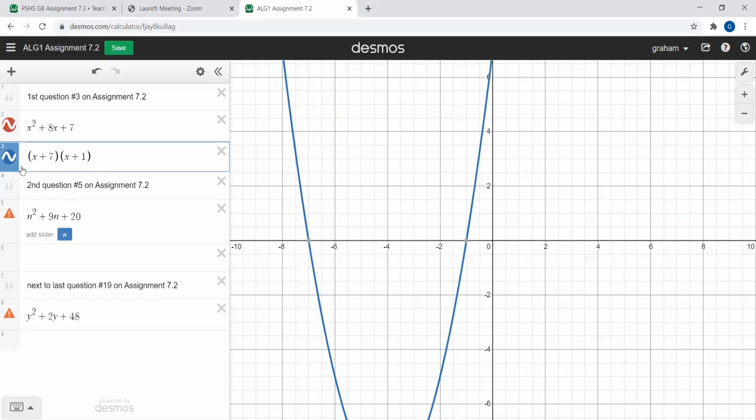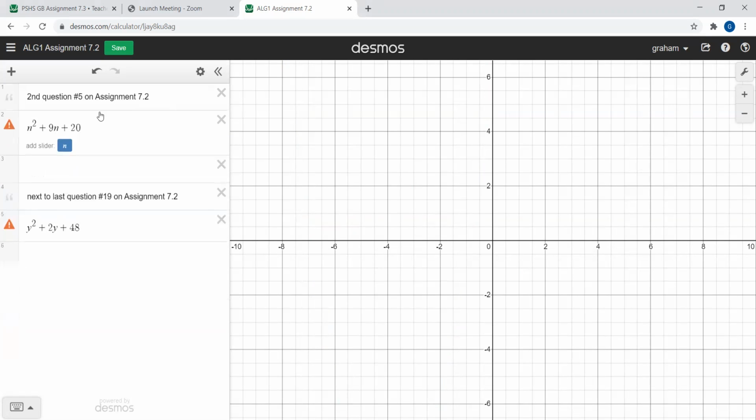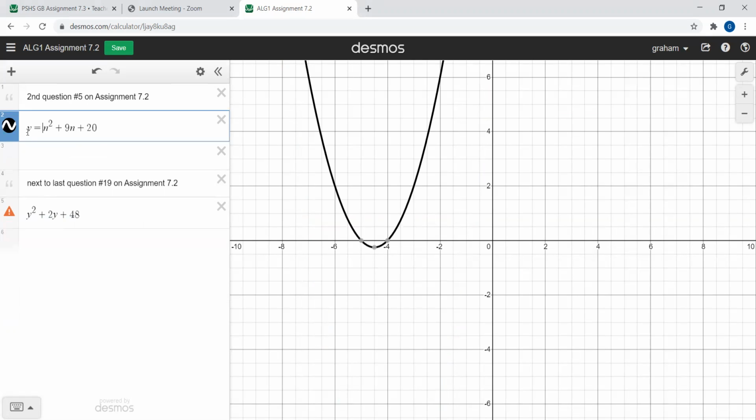Second question was n squared. I'm going to switch these two off for a second. And actually, I'm going to delete these as we go through. The second question was n squared plus 9n plus 20. Now, I typed it straight in, and it's got this little warning symbol here. Sometimes it will tell you why. It says try adding y equals. I don't think that's actually going to help for this one, but we'll see. Look, there we go. It actually did draw it.